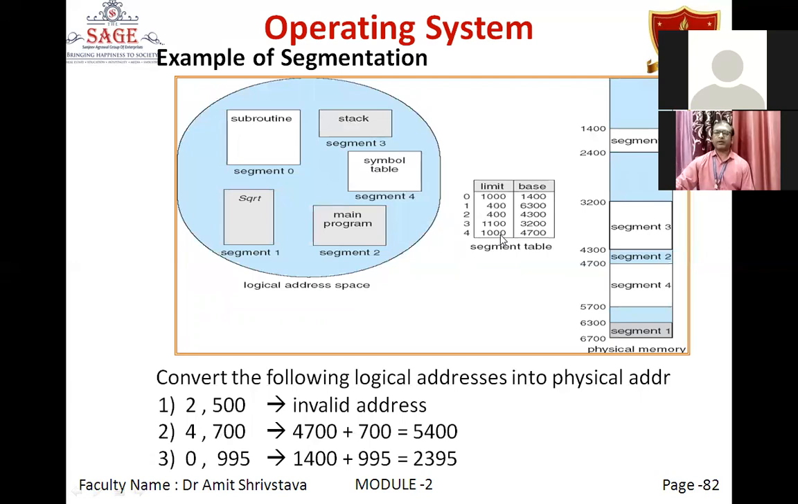What we will be doing, segment 4 base address, that is 4700, we add this to the offset to get the physical address. Similarly, segment 0, 995. So segment 0 has got a length 1000 and offset is 995. It is valid. So the base is 1400. So 1400 plus offset, that is 995, gives us the physical address. So this is how we are going to convert the logical to physical address in case of segmentation.